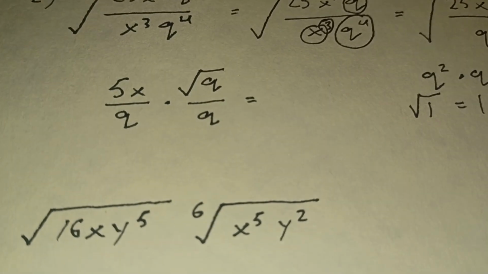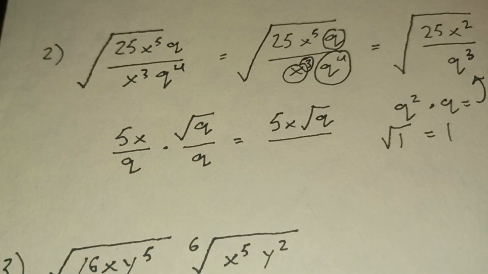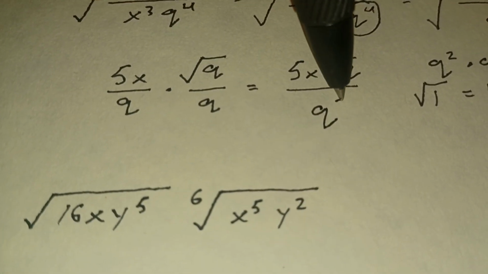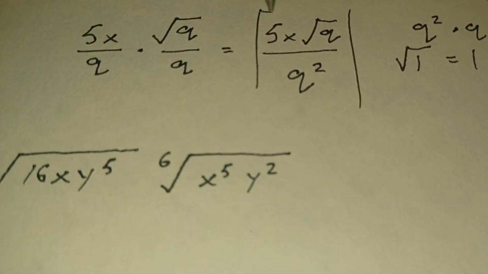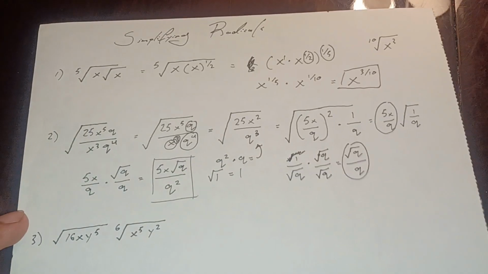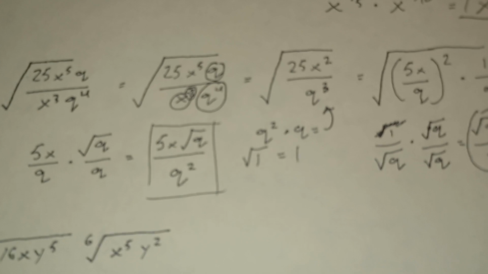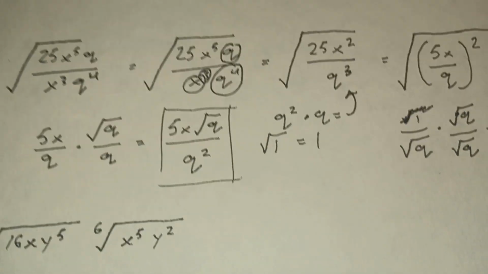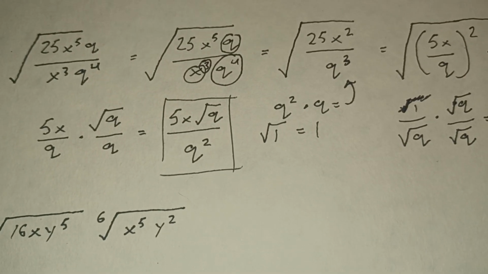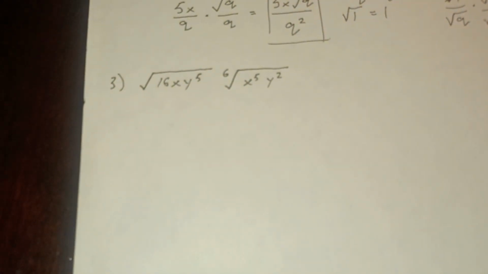We multiply and we get 5x times the square root of q over q times q, which is q to the second power. That looks like it's going to be the answer for number 2. Just like that. Check your work. That is how you do number 2: 5x times the square root of q over q squared. That's about as much as we can factor this. I don't really see any way we can simplify it, so that's going to be our answer for number 2. Let's go on to number 3.